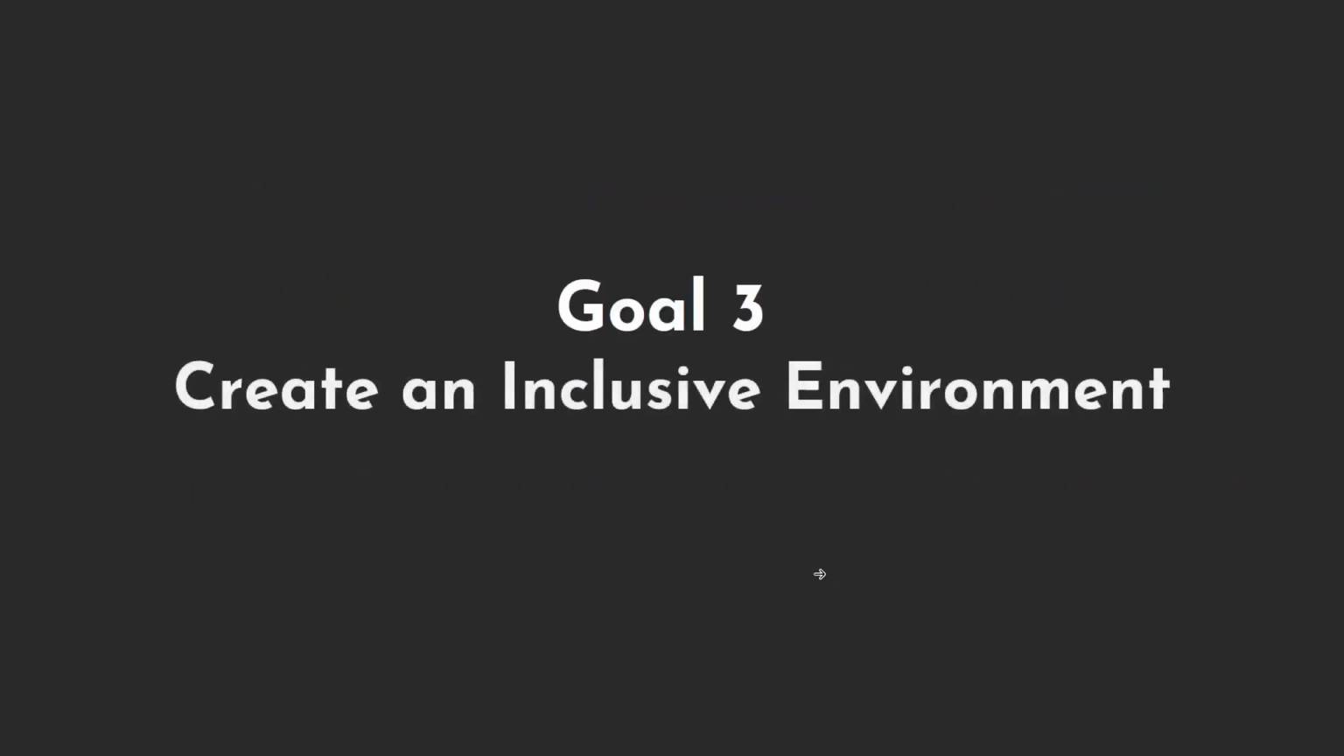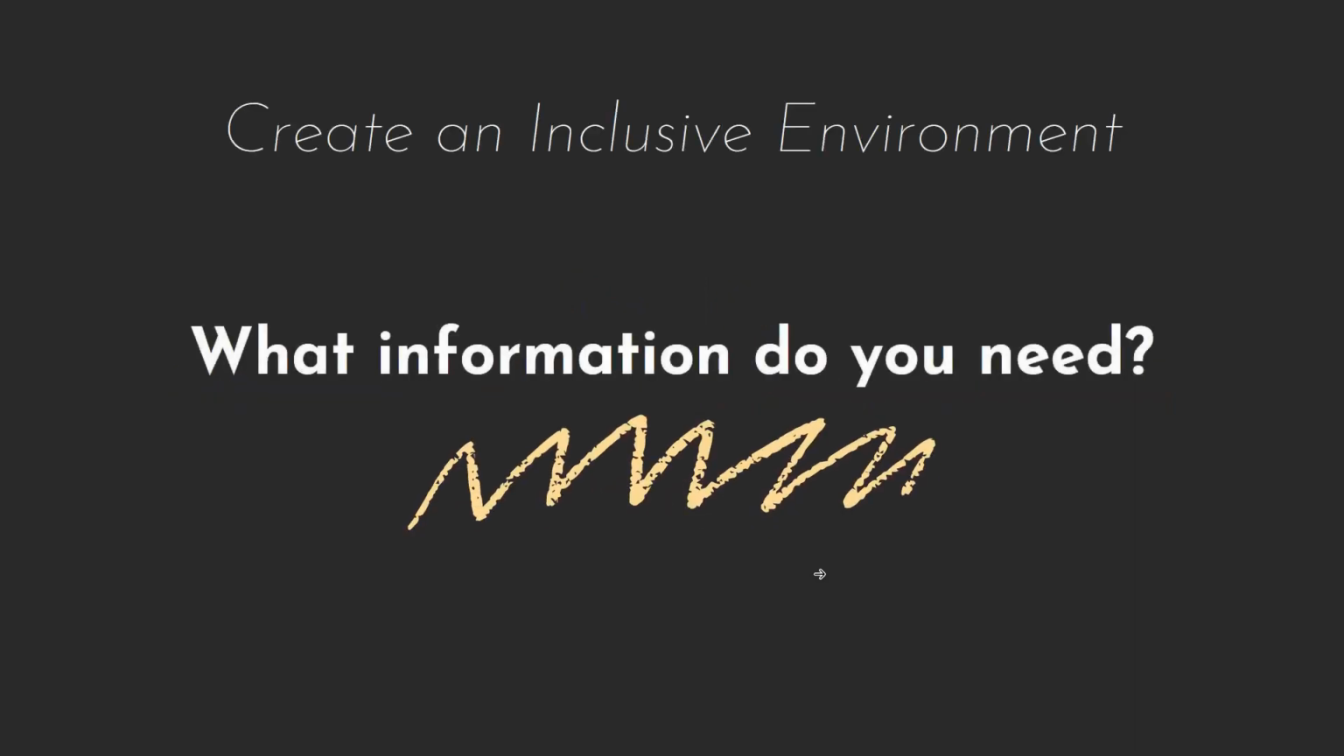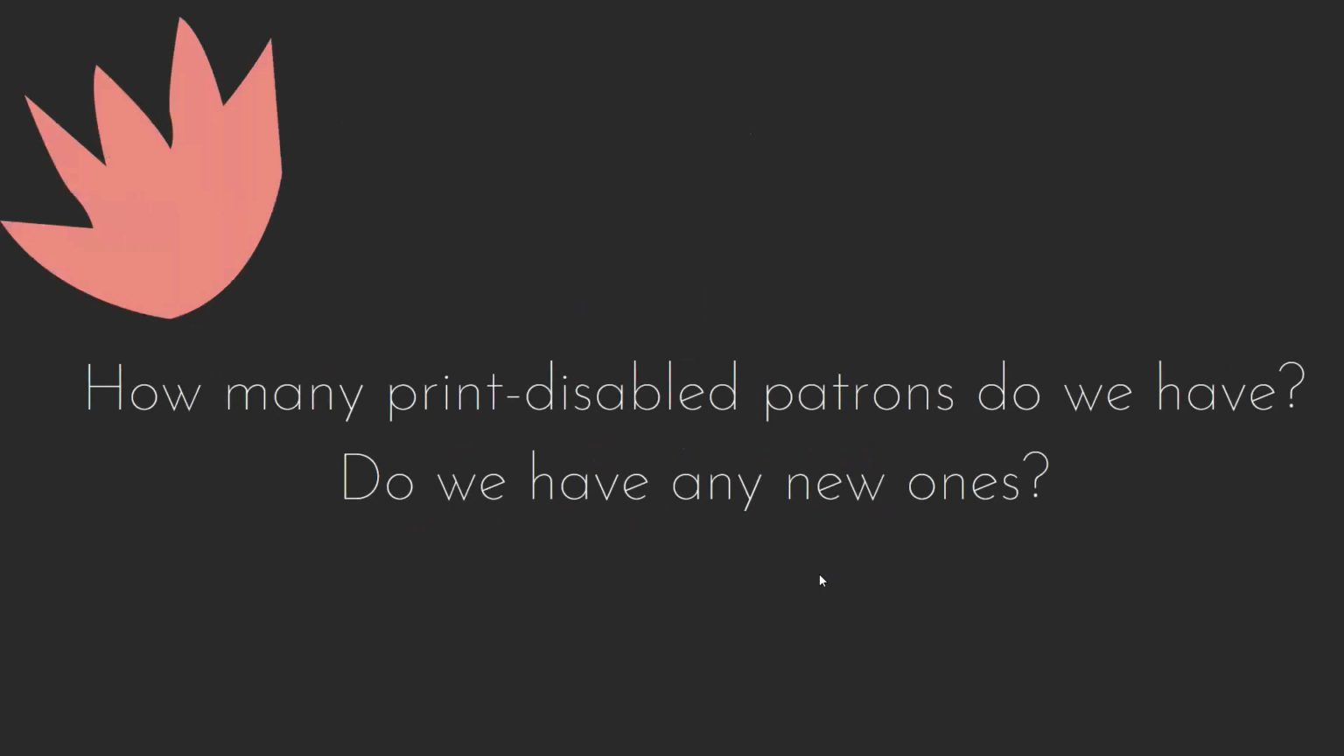So, okay, we got one final goal that we're going to break down. And this one, kind of along the lines of the other two, but a little bit different, is creating an inclusive environment. So, what information might we need? What do we want to know? Honestly, you might want to just figure out who do you need to include. Are you offering accessible services? Are patrons accessing these services?